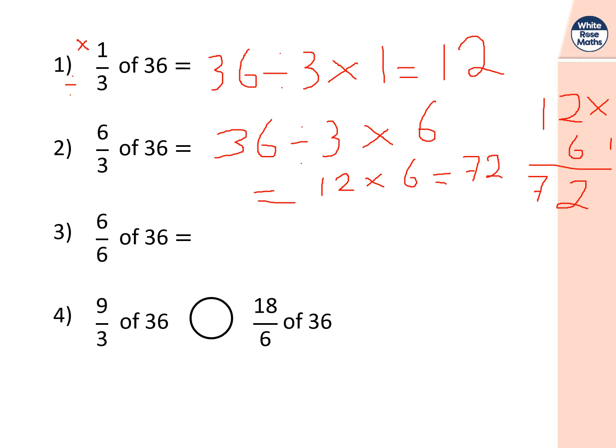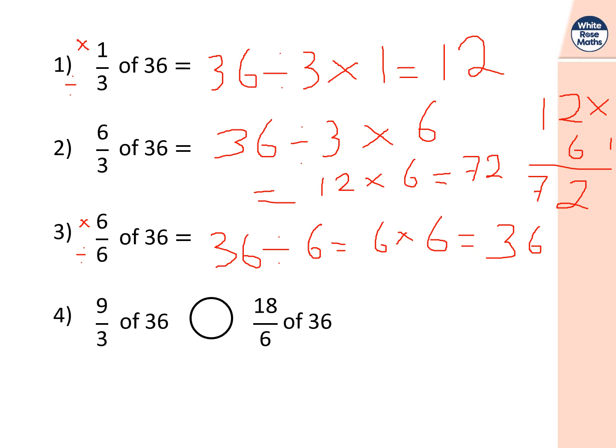Question number 3, 6/6 of 36. Again, I divide by the bottom and then times by the top. So 36 divided by the denominator and then multiply by the numerator, 36 divided by 6 is going to equal 6, and then we multiply by 6. The answer is 36 for that one.